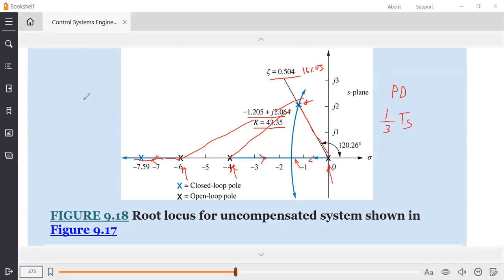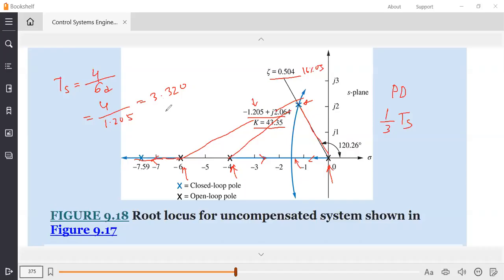So what is your current settling time? Settling time is basically 4 by sigma d. So 4 by sigma d, where sigma d is this value, you can omit the negative sign, 1.025. So 4 divided by 1.025 will give you approximately 3.320. So this is the existing value of your settling time.